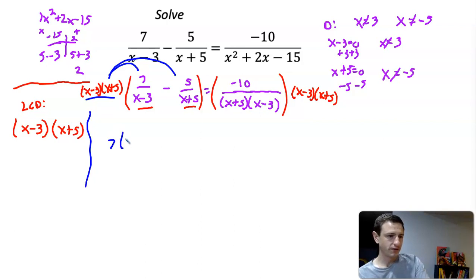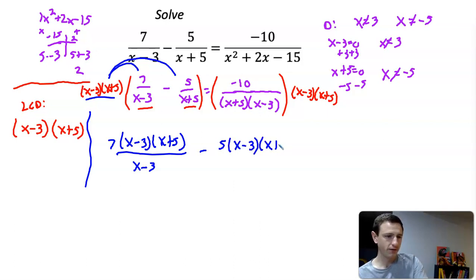So I'm going to have 7 times x minus 3 times x plus 5 over x minus 3 minus, and this is going to be 5 times x minus 3 times x plus 5. And once you get comfortable with this process, this is definitely not something that you need to write down every single time that you do rational equations. Like you could probably just make the cancellations more mental and then just know what you have to multiply there.